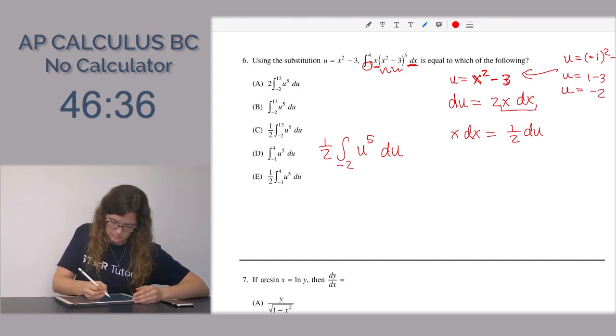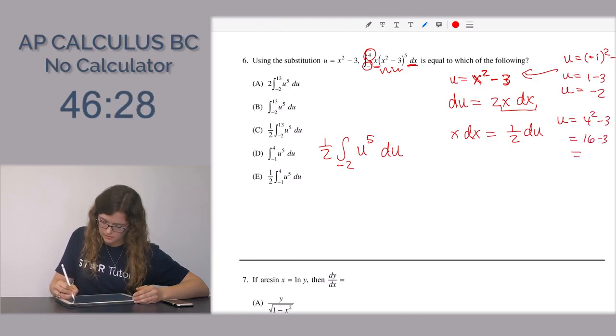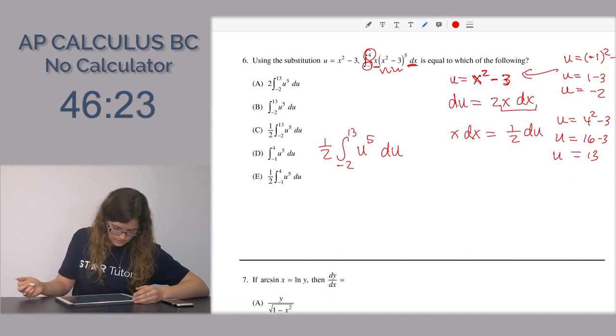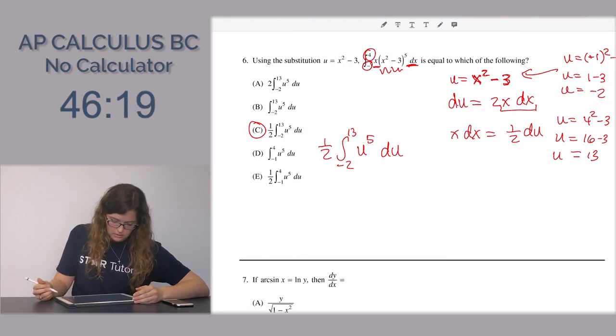And then again, you plug in 4 because for x, that's where you'd end. So you get u equals 4 squared minus 3. That's 16 minus 3, which is 13. All right, and then there should only be one answer that has that, which looks like C. Okay.